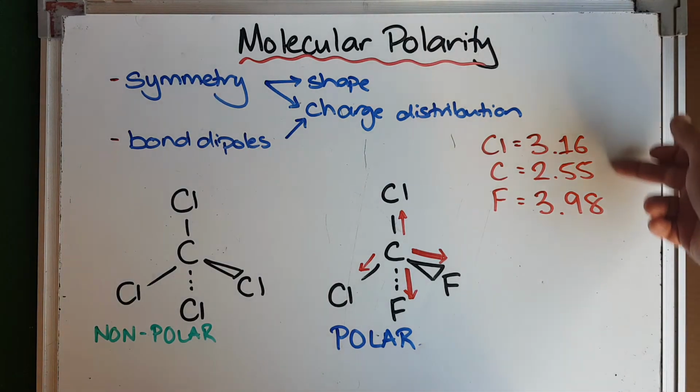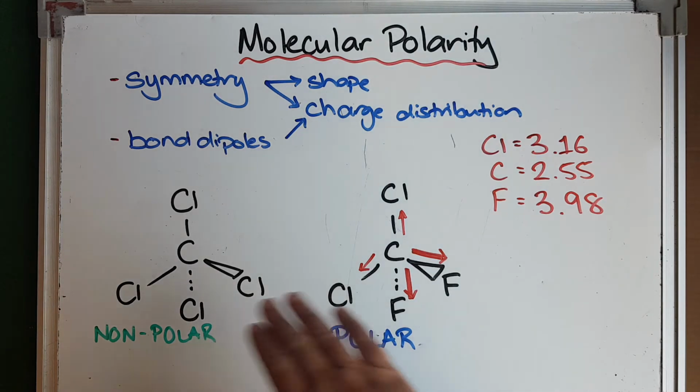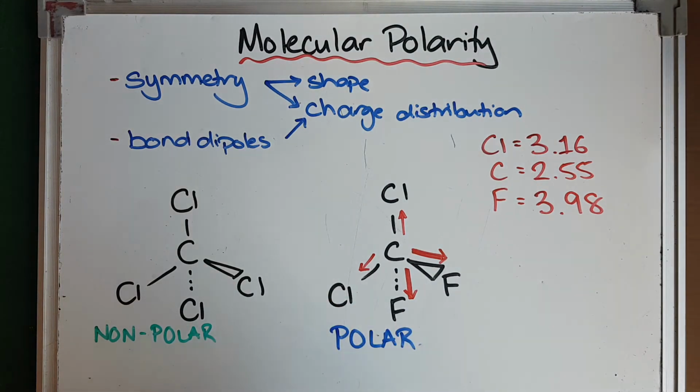I've got the exact electronegativities, thanks Dr. Google, for these elements, so we can see that there are polar bonds here. Now, both of these molecules have got symmetrical shapes. So in 3 dimensions, they're tetrahedral, so they have symmetry of shape. So we can't use shape symmetry to decide if they are polar or not. They also both contain polar bonds.